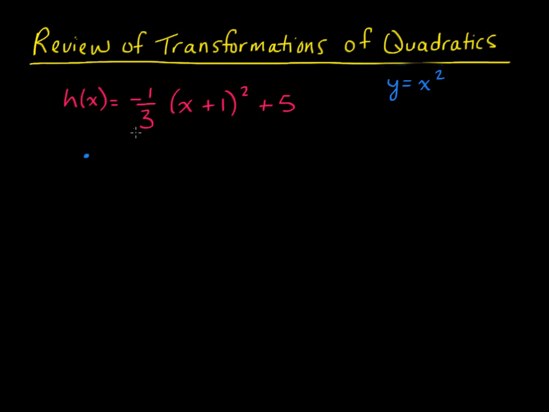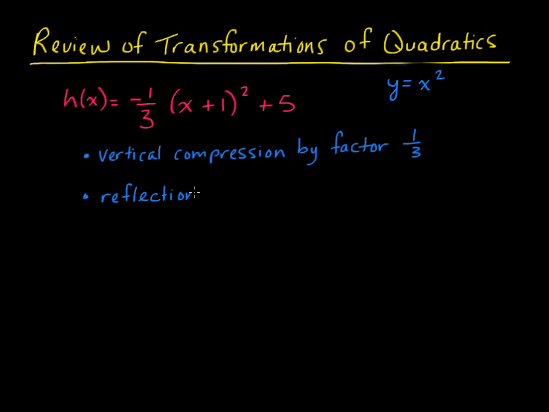This 1/3, so let's disregard the negative sign for now. This 1/3 indicates a vertical compression by a factor of 1/3. The negative symbol indicates a reflection over the x-axis. And the 1 indicates to the left 1. And plus 5 indicates up 5 units.